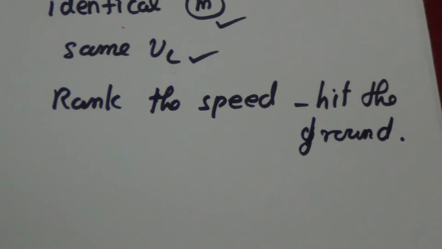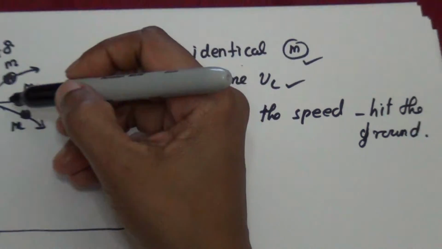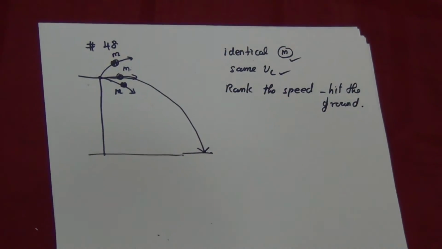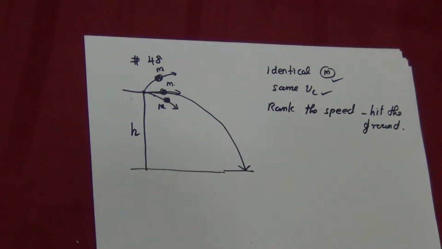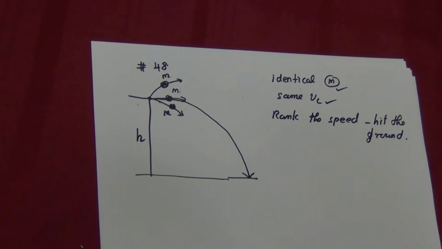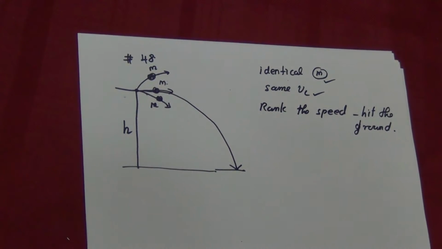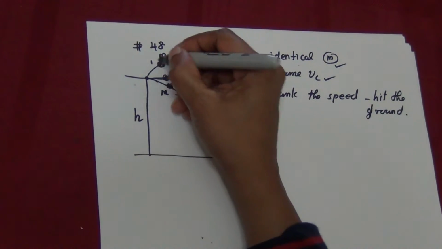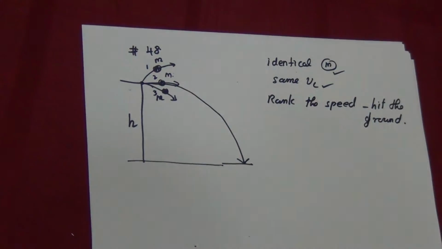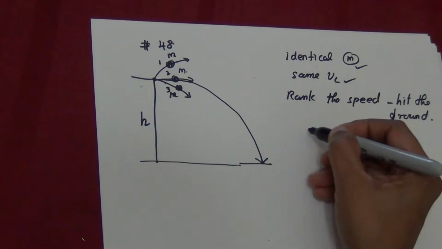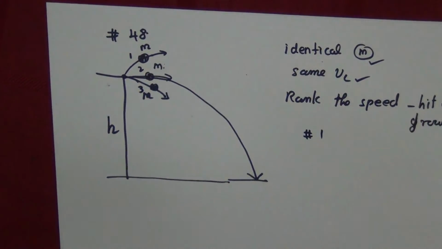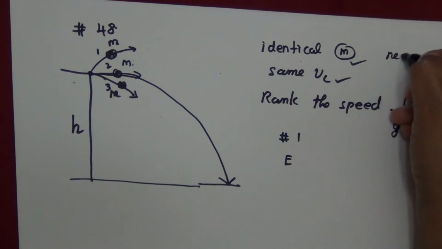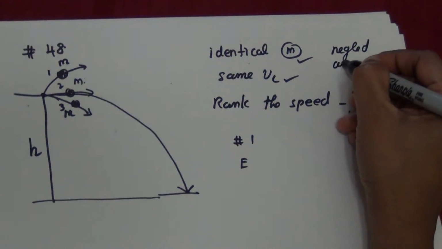Right? So what can we say? Let's take just one example. It's going to be like this, going to hit here. So let's take the height is h. I'm going to do it in symbols. So let's take 1, 2, 3, just one example, right? So let us take number 1. The next thing we are going to do is neglect the air friction.